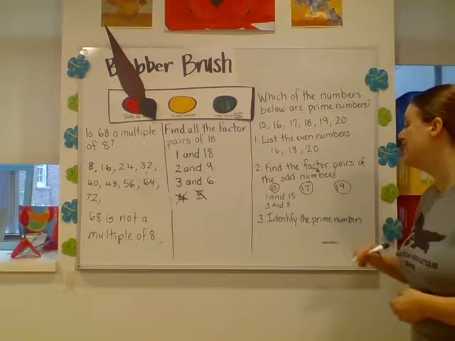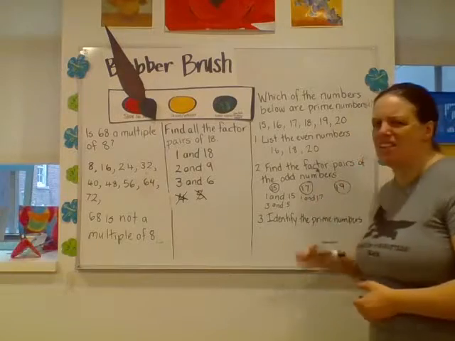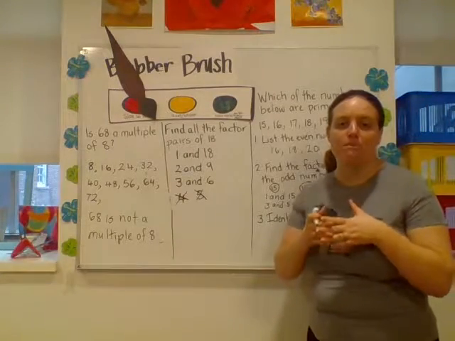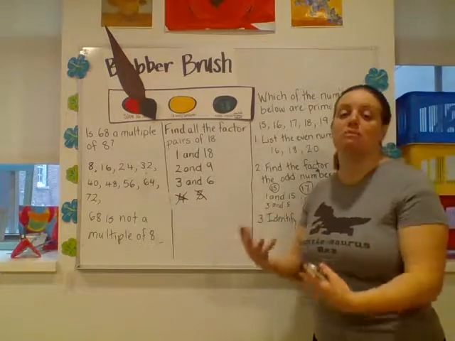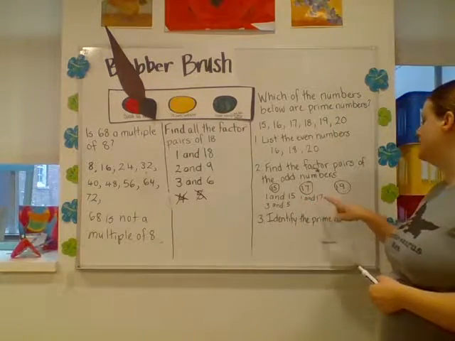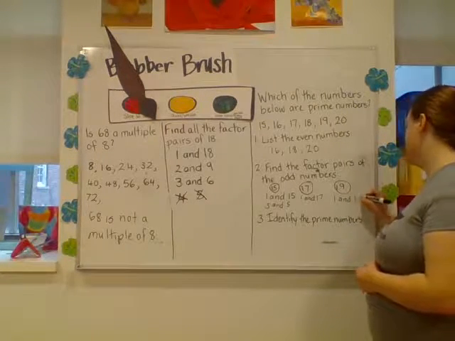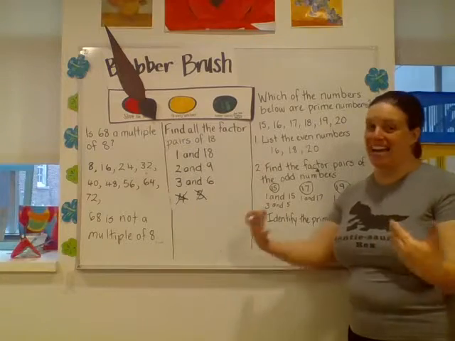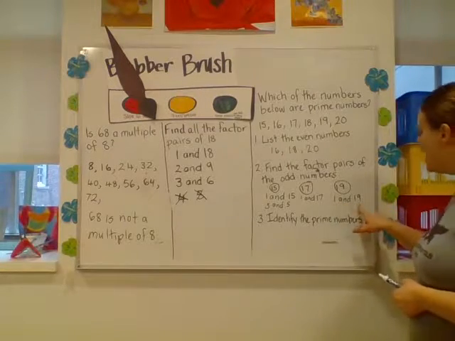Okay, the next number we're going to look at is 17. Now I know that 17 has 1 and 17, but 17 has no other factors. No other numbers can be multiplied together to make 17. If I try and multiply 2 by something, I can't get 17. If I try and multiply 3 by something, I can't get 17. The only factors of 17 are 1 and 17. 19 is the same. The only factors of 19 are 1 and 19. If I try and multiply 2 by something, I can't get 19. If I try and multiply 3, I can't get 19. The only factors 19 has are 1 and 19.